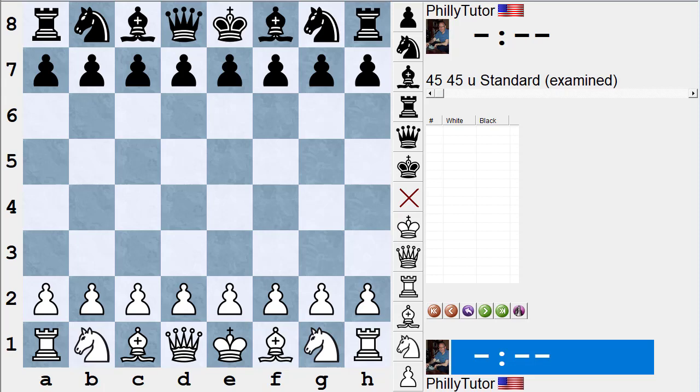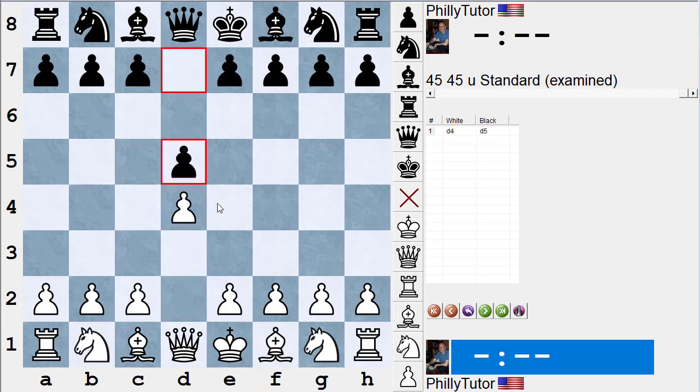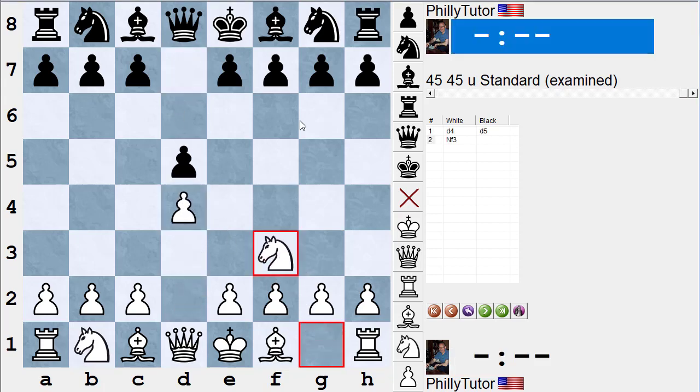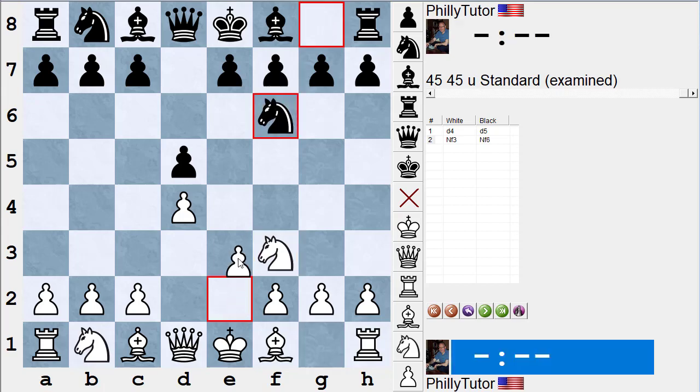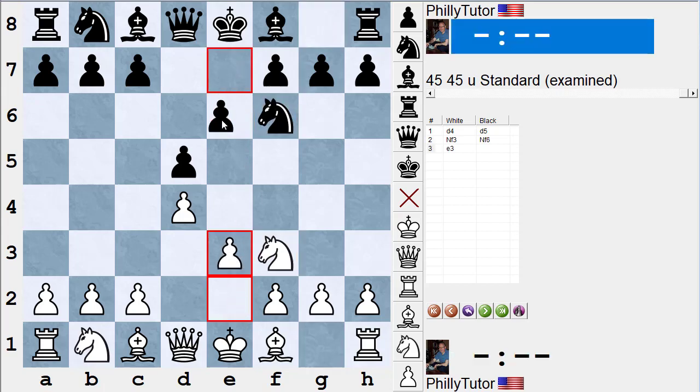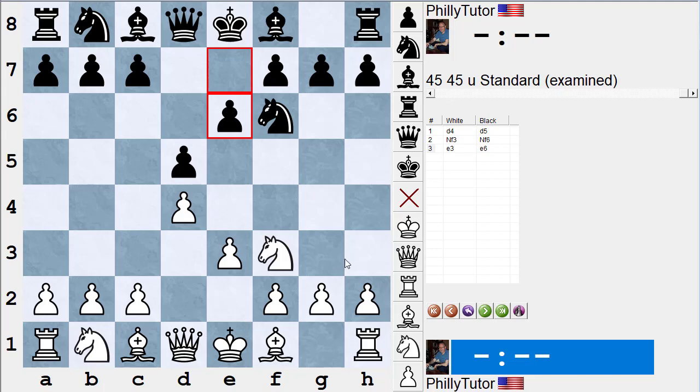So let's look at some positions where playing too slow typically occurs, and I like to use the fifth move of the Colle system as an example. Let's say you play d4, d5, knight f3, knight f6, e3, e6, and okay, the fourth move here. And now it's white's turn.